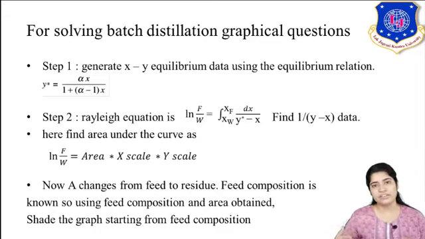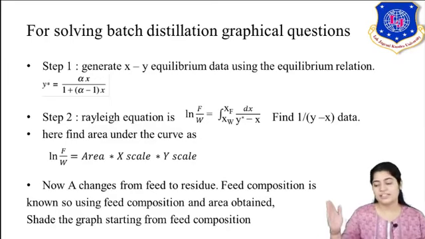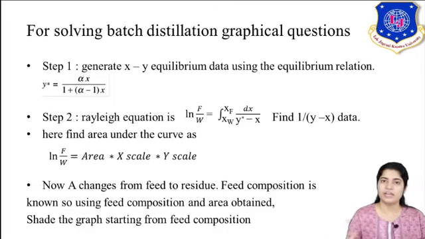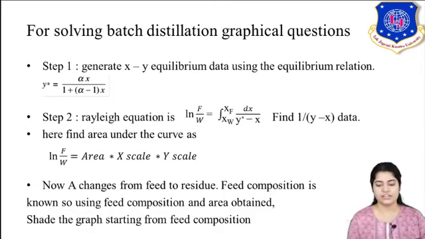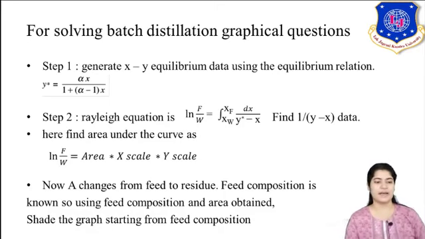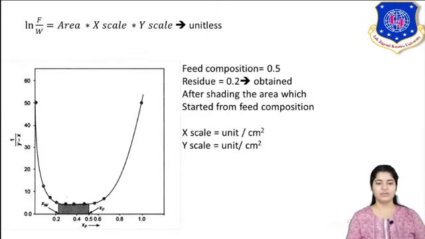So what will I start? Shading the graph. Area under the curve means you have plotted your equilibrium data, your equilibrium line. Then starting from the feed composition, start shading your area, and the point where your area finishes, that is your xW. We will see this using an example. So see how it is shown.